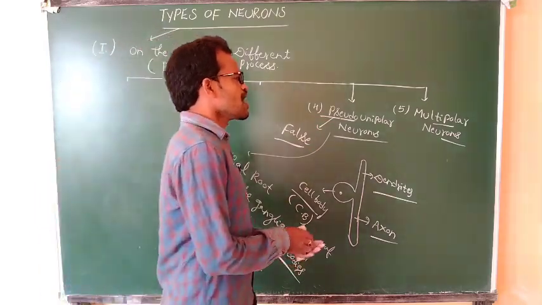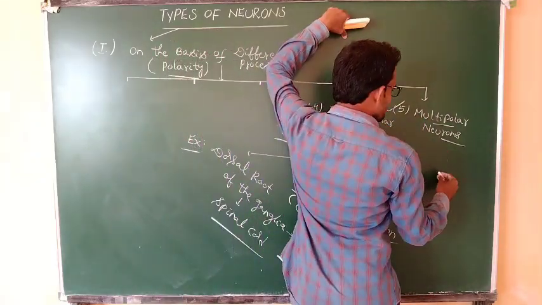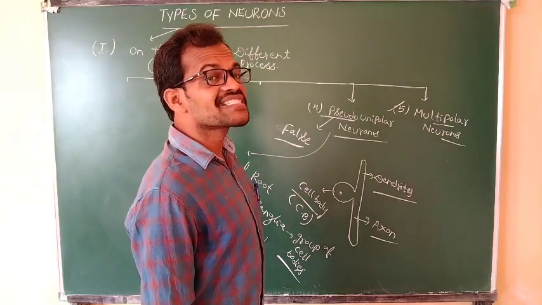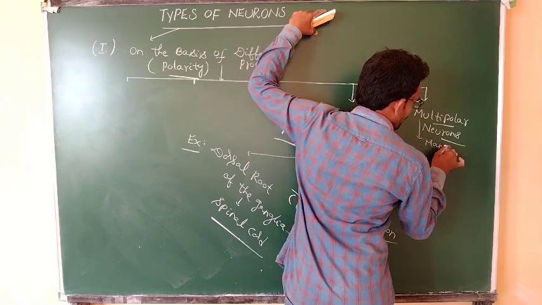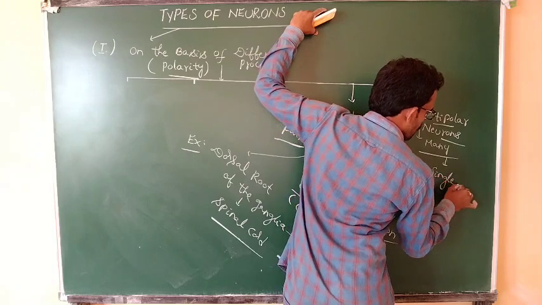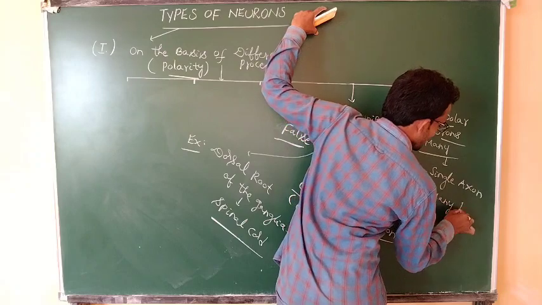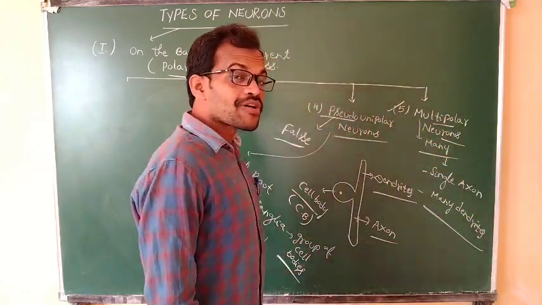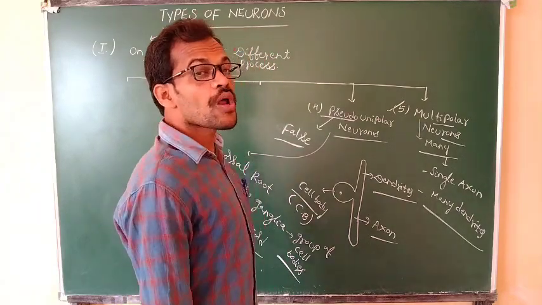Coming to the fifth, multipolar neurons. Multipolar means a single axon and many dendrites. Multi means many. Single axon, many dendrites. We already discussed this in yesterday's class. What was yesterday's class? That was the structure and function of the neuron or nerve cell.